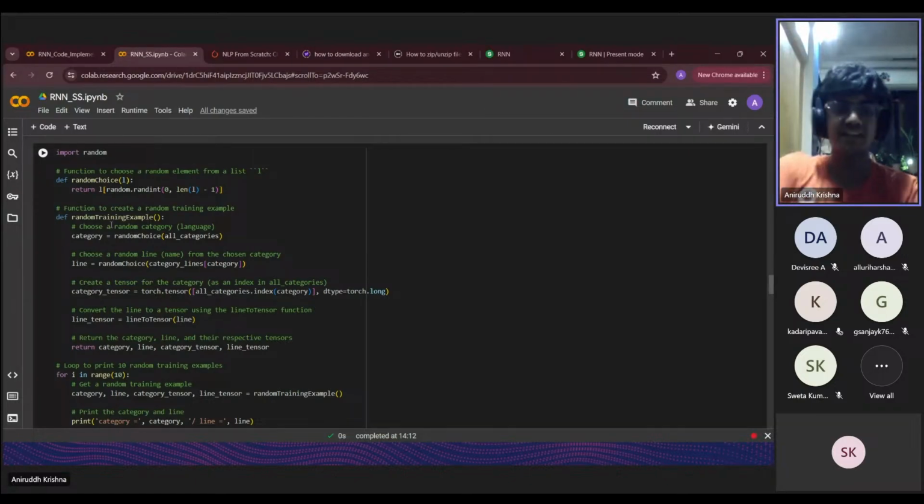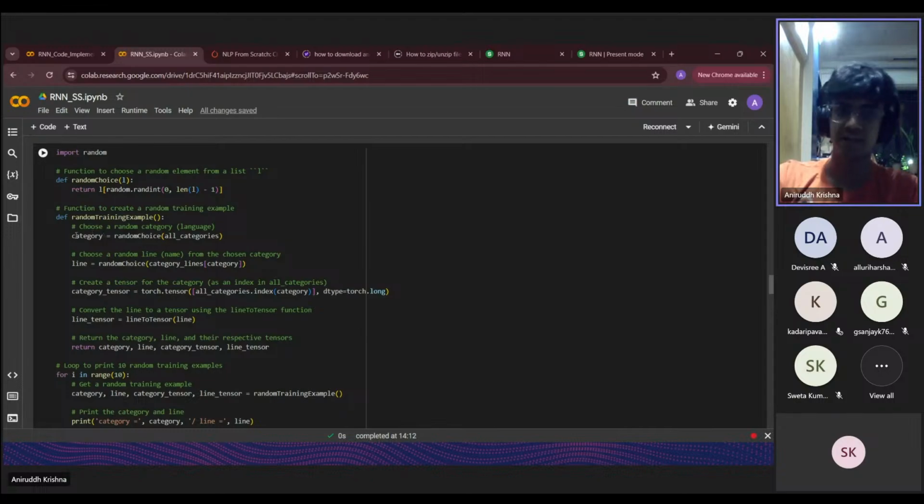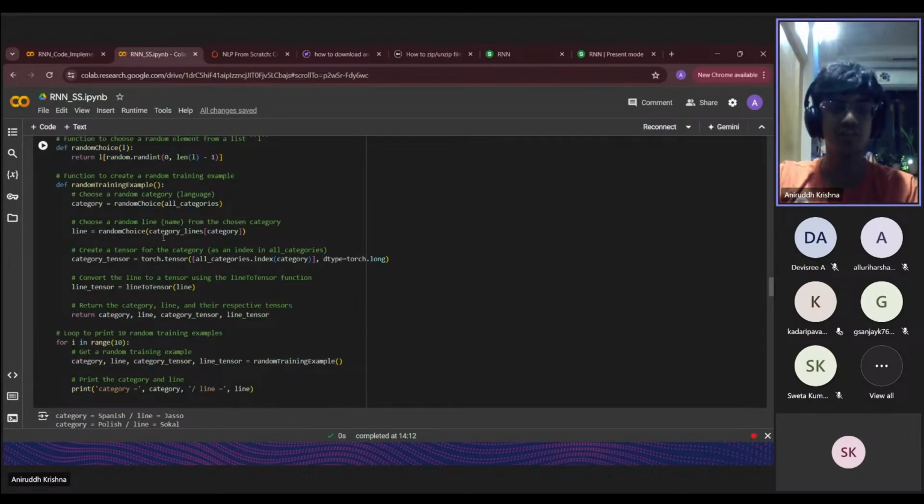Random_training_example is another function that we define, where we initialize a new variable called category, and that would be a random choice from all_categories, the entire list of the languages that we have. This would be just one random out of them. And line would just be one random name from that country. So again, we use random choice for the same.